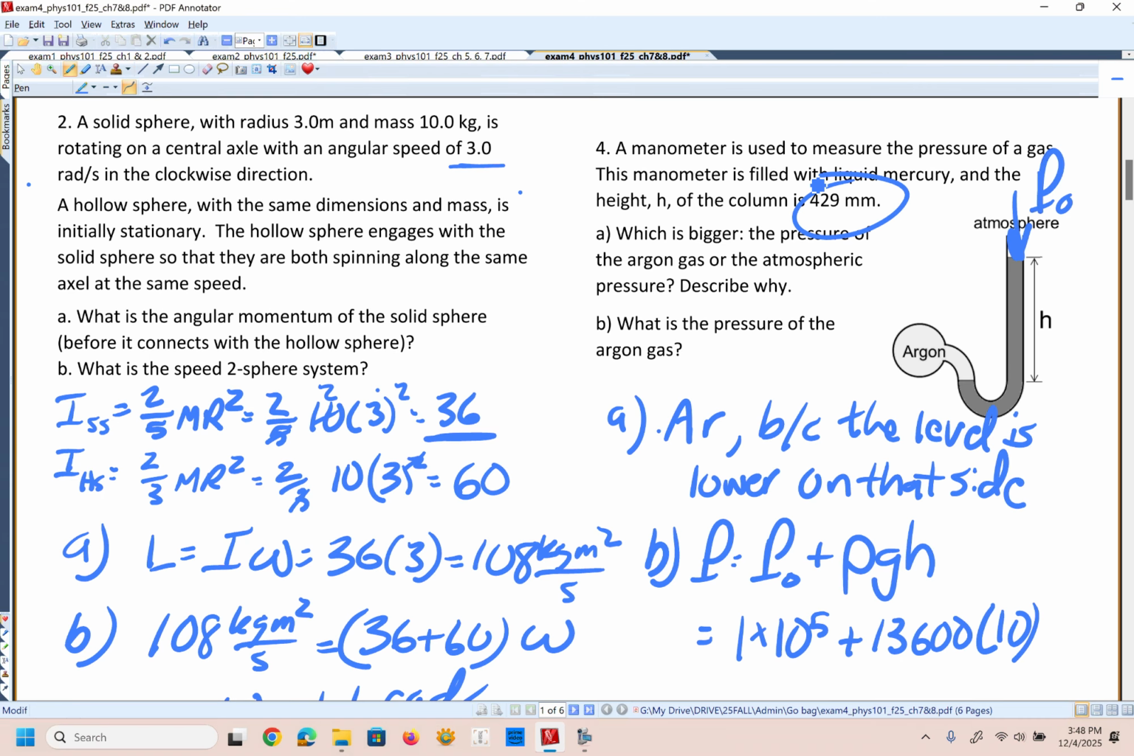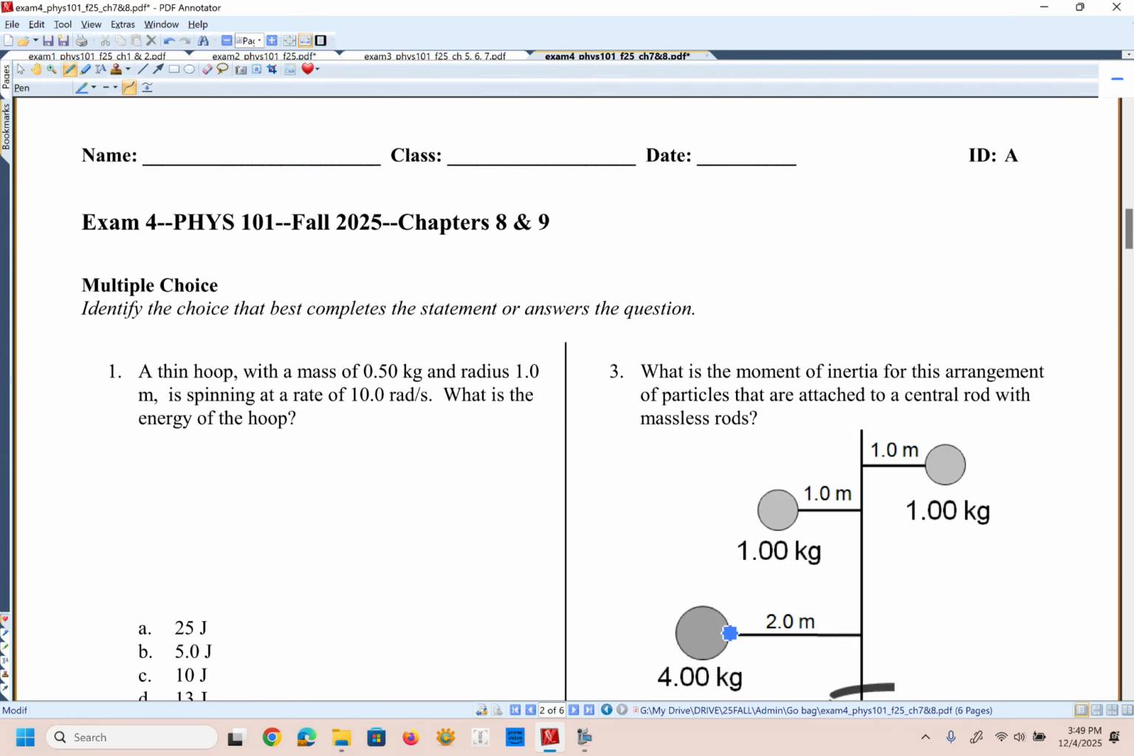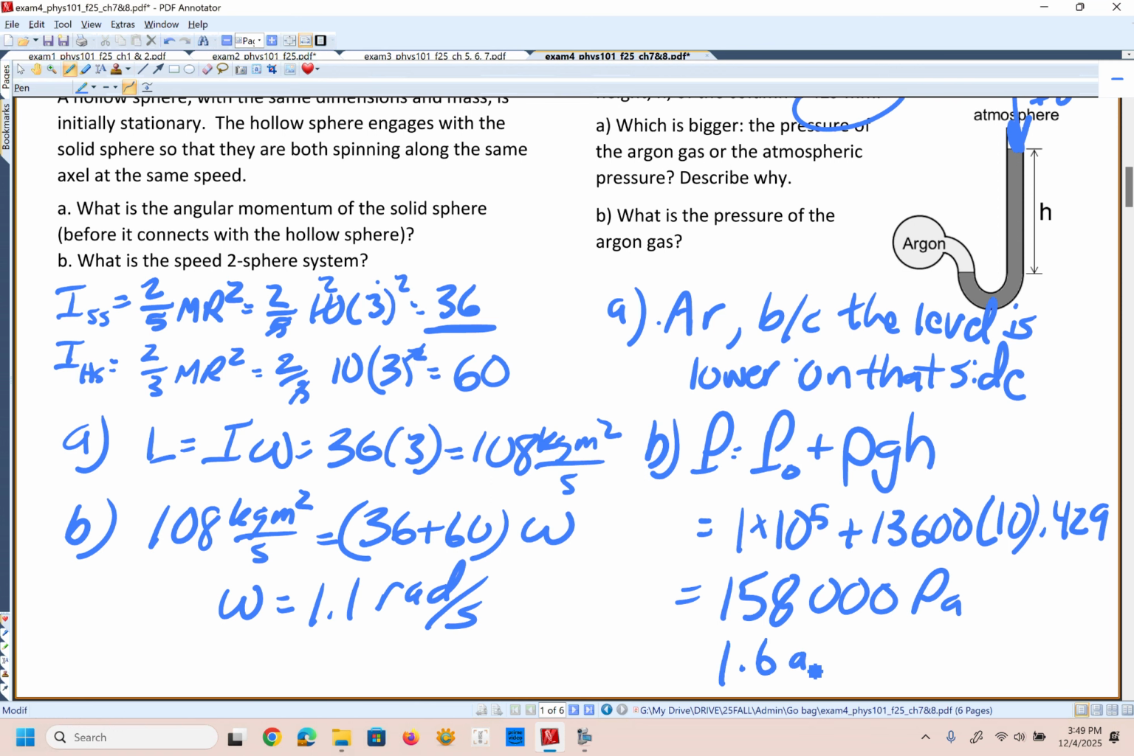It's in millimeters, so you're going to move that over 3 spaces. So this is just 0.429. Some of you didn't convert it at all, so you got a really huge pressure. And some of you just didn't convert it correctly. You moved it only 1 or 2 spaces. And then that worked out to be 158? I think it was 158,000 pascals. Or 1.6 atmospheres will be correct.